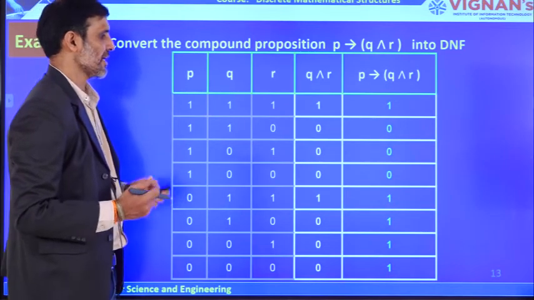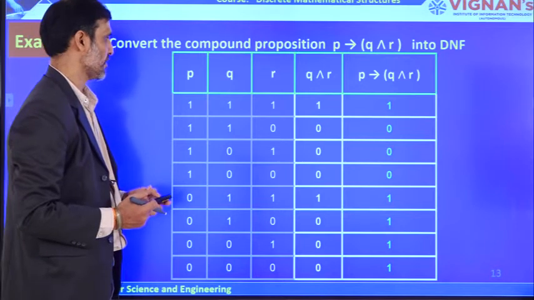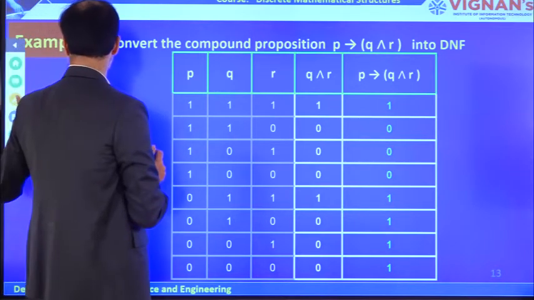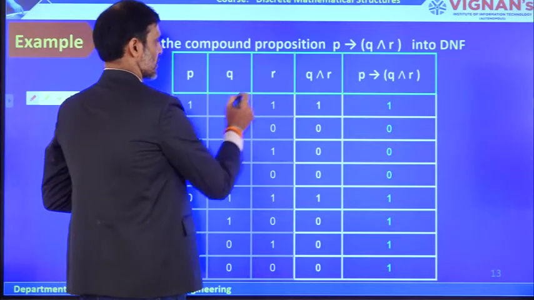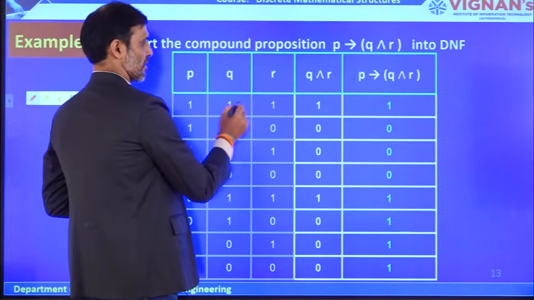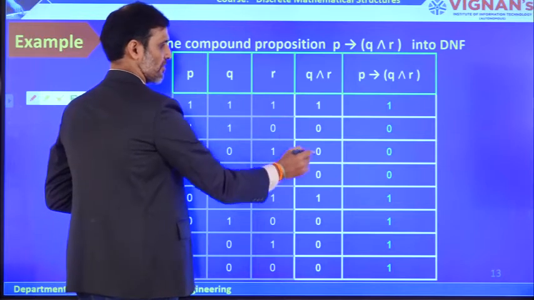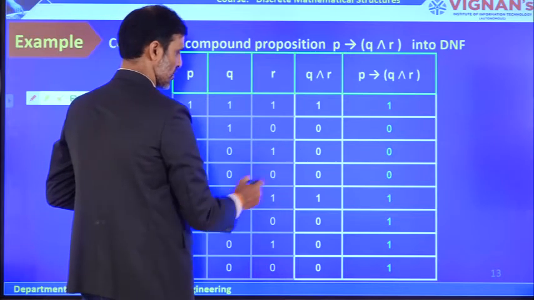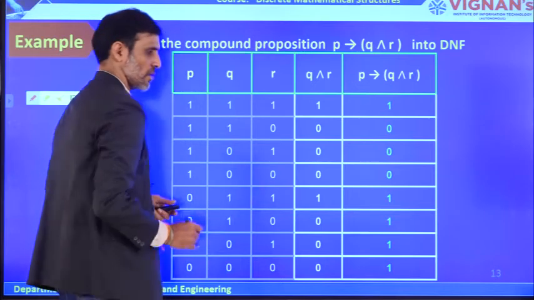I have already constructed a truth table for this particular compound proposition. I have taken 8 rows like this. So these are the 8 rows: true, true, true. Now check Q and R. It will be true only if both are true. Otherwise, it will be false. So 1 1 1 1 0 0 0 1 0 0 0 0 1 1 1 1 0 0 1 0 0, you will get.